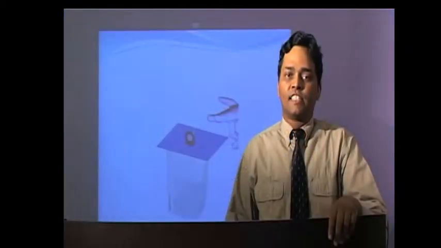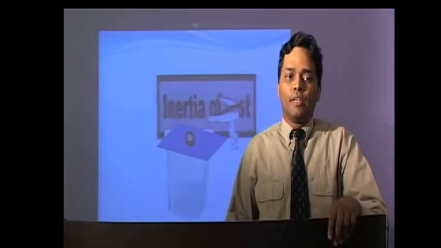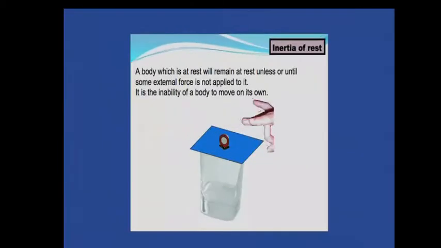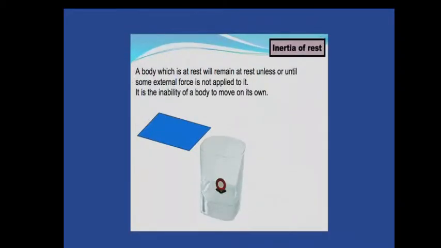Let's discuss an example based on that. Here we have an example of inertia of rest. Let's say we keep a coin that is stationary on a glass. If we flick the cardboard, the coin falls down because of it being at rest, whereas the cardboard goes away. This shows the case of inertia of rest.